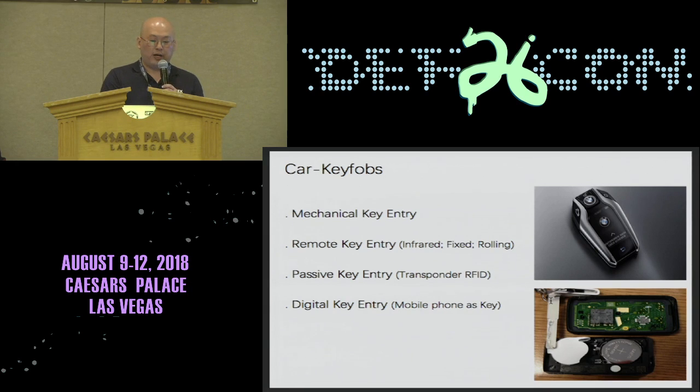Okay, so introduction. I think the key fob is one of the most common items we can find in our pocket. In the early days, it was just mechanical keys, and then they implemented some kind of remote control. In the very beginning they started with infrared, then RF with a fixed code, and then RF with a rolling code. They also have some kind of passive entry, where they put an RFID chip inside your car keys for authentication.